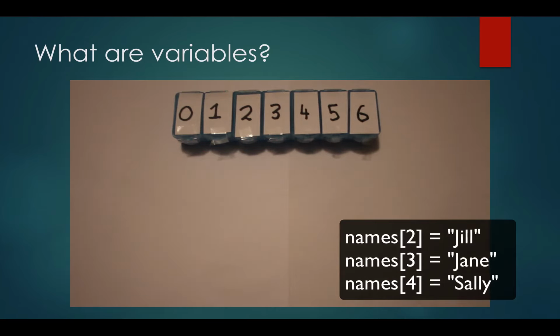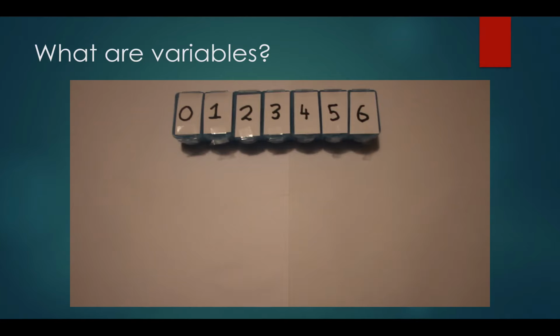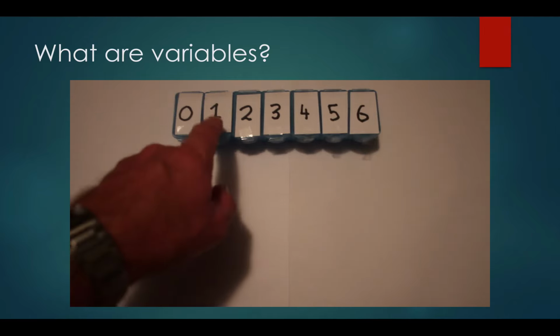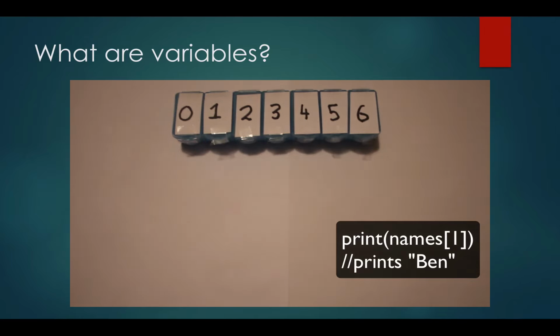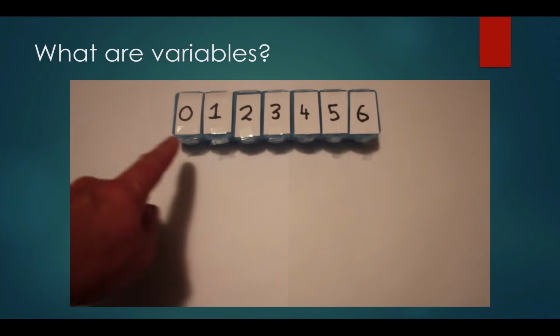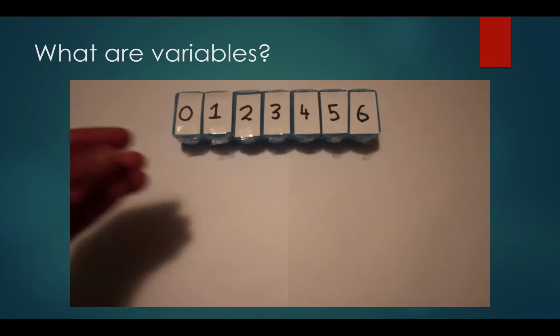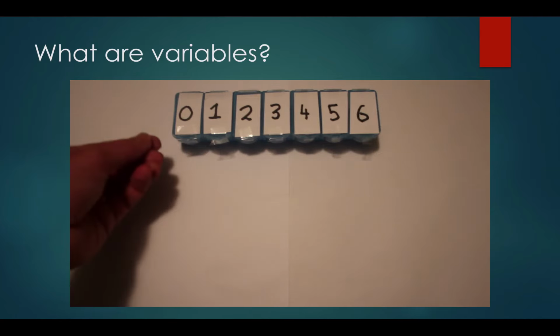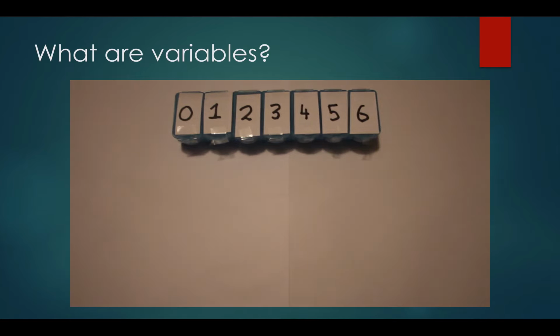So if we need to work out who was the second user to log in, we access the array names and we access element 1. And we have Ben is our second user to access that. And we can store in each of these containers any variable we like. We just have to declare it and then keep it the same. So if it's names, it's going to be of type string. If it's age, it might be type int.